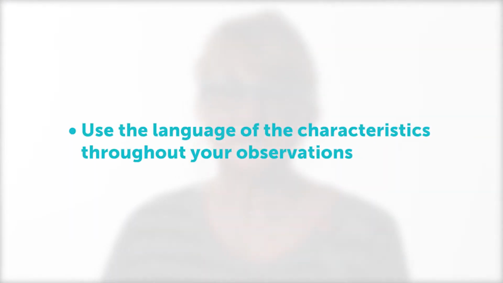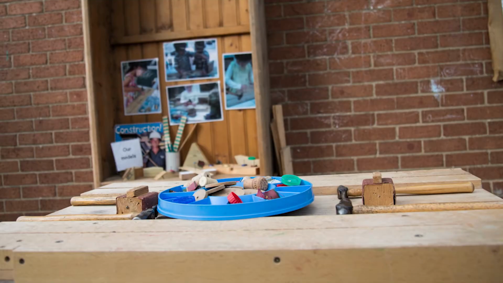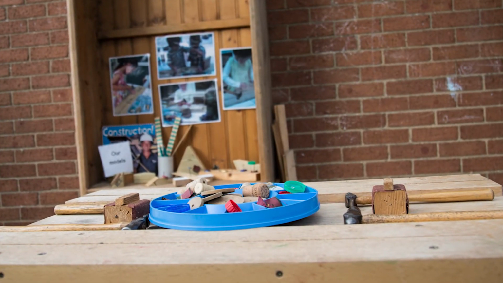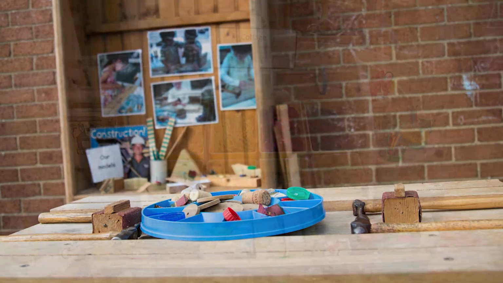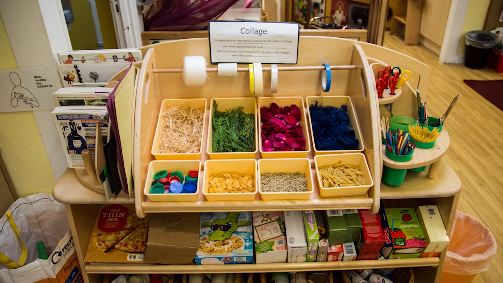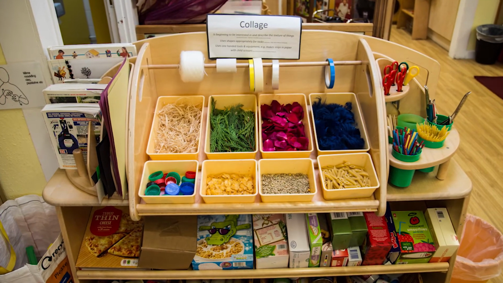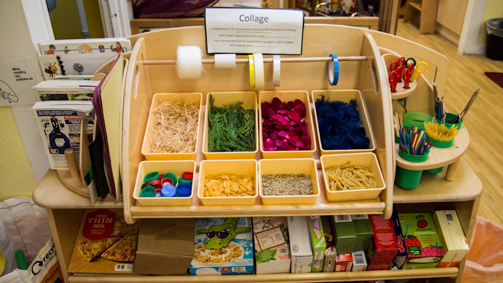There are plenty of ideas and examples within the document that you can read, and it will help you to develop an effective knowledge. A good way of doing this as well is to use the language of the characteristics throughout your observations so that you can directly see how the children are working. For example, do you have a woodwork table and a workshop area in your environment? If you don't, I would really recommend having one or the other or both of these and have real tools and real equipment within it.